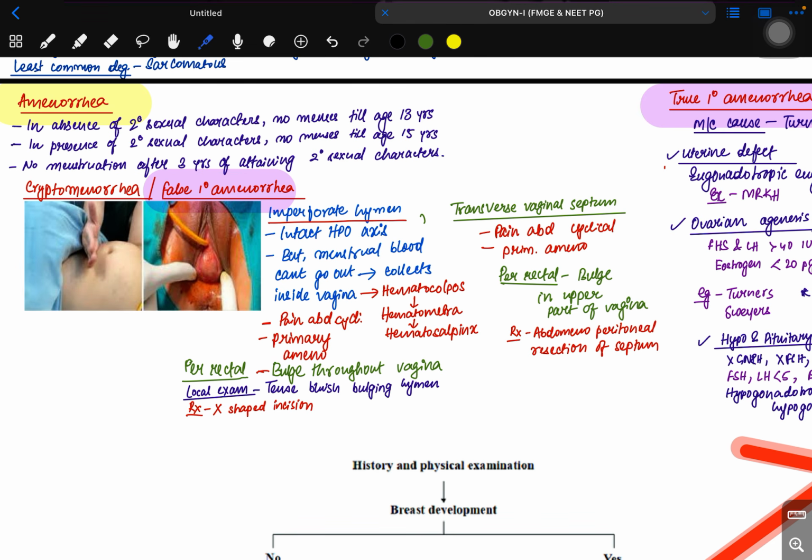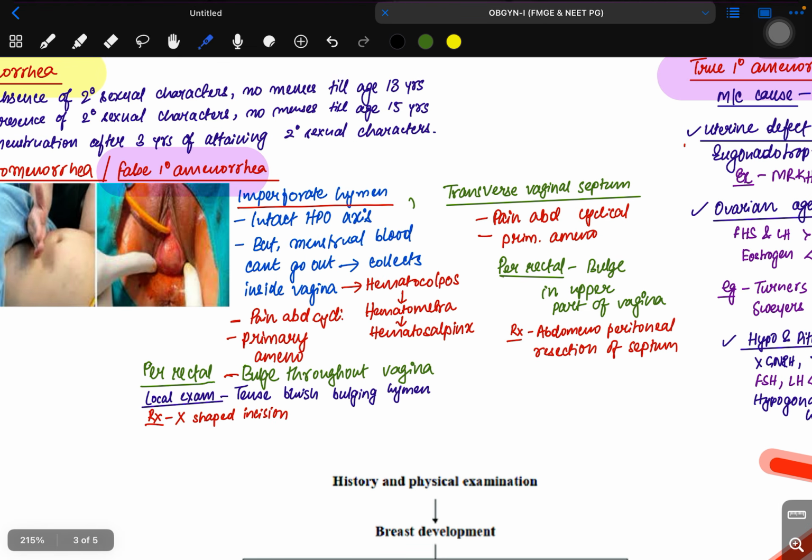Here you can find the image of cryptomenorrhea or false primary amenorrhea. There can be false primary amenorrhea and true primary amenorrhea. First let's understand what is cryptomenorrhea or false primary amenorrhea. It can be due to two causes: imperforate hymen or transverse vaginal septum. In imperforate hymen, the HPO axis, the hypothalamus, pituitary, ovarian axis, is intact and normal, but the menstrual blood cannot go out. It collects in the vagina due to the imperforate hymen.